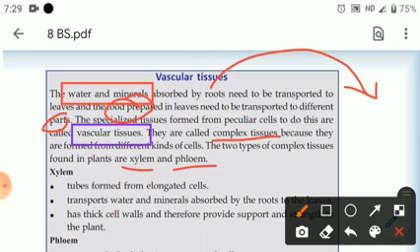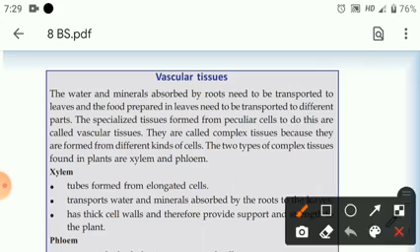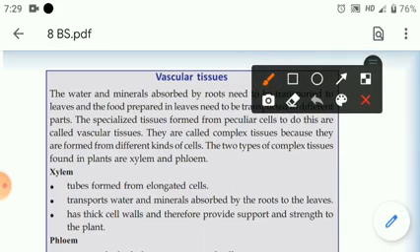So what is the nature of the xylem? Xylem is formed of tubes formed from elongated cells. It looks like elongated cells in the form of a tube. So what is their function? Their function is to transport water and minerals absorbed by the root to the leaves.